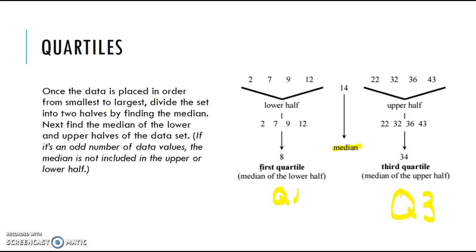Quartiles. Once the data is placed in order from smallest to largest, we divide the set into 2 halves. If it's an odd number, the median is not included in the lower or upper half when finding the first and third quartiles. If it were an even number, then the median would be the average of those 2 values, and those 2 values would be included. So the first quartile is the median of the lower half, and the third quartile is the median of the upper half.